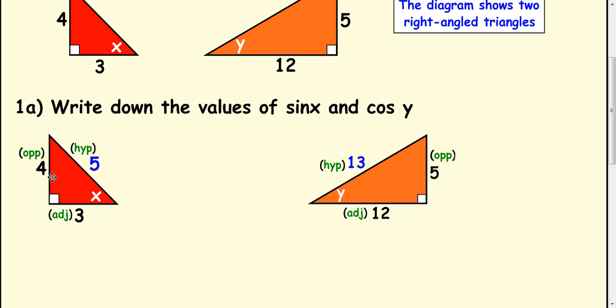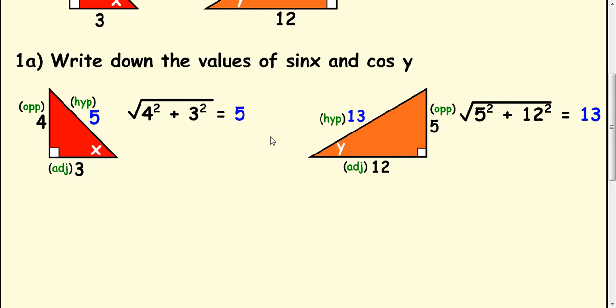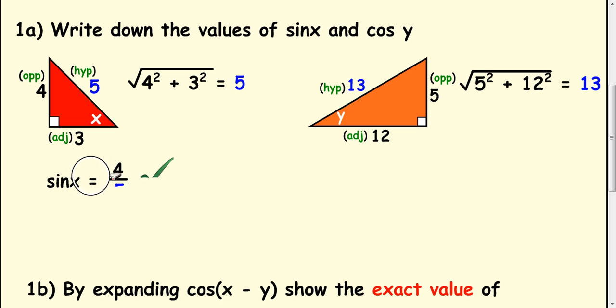What we have here is opposite, hypotenuse and adjacent in both the triangles. Now, to get the value of sin x, you do opposite over hypotenuse from your SOHCAHTOA. And the same idea with cos y, you do adjacent over hypotenuse. So there's your Pythagoras quickly, your 13 and your 5. But your sin x is 4 over 5.